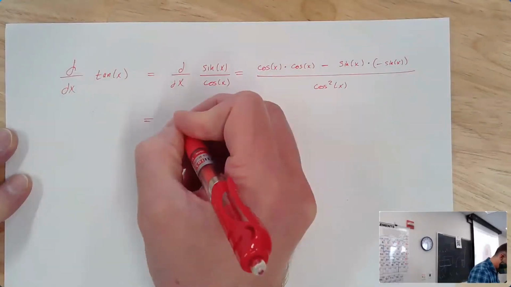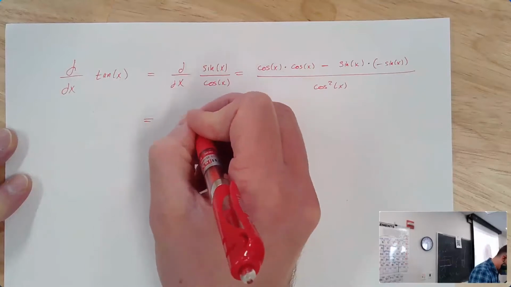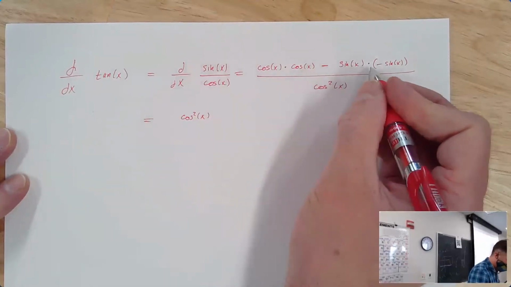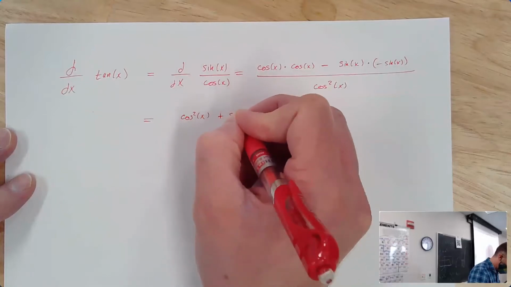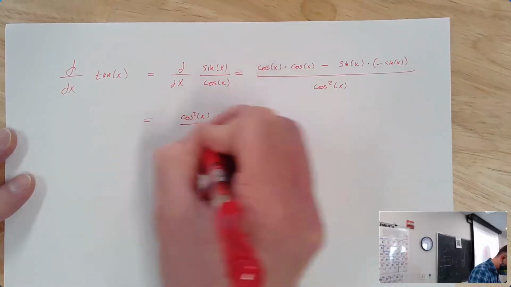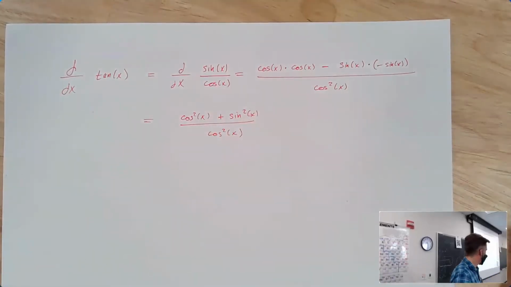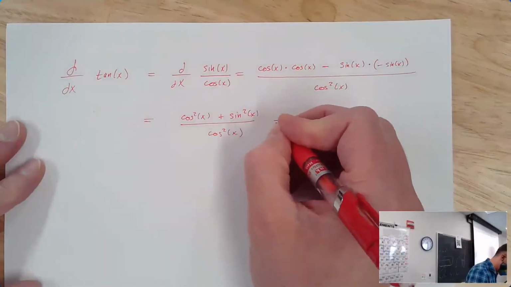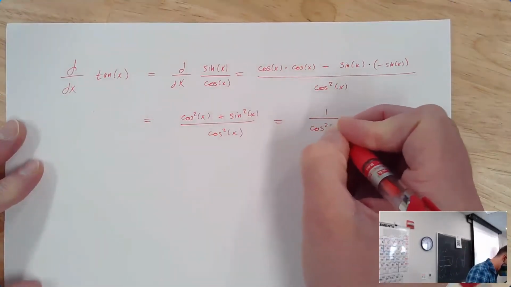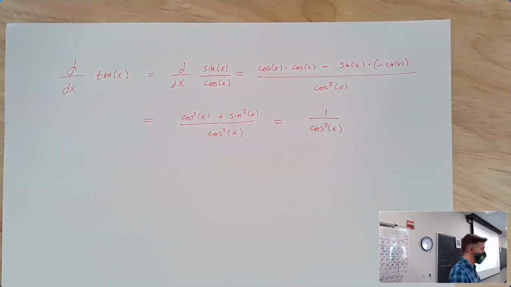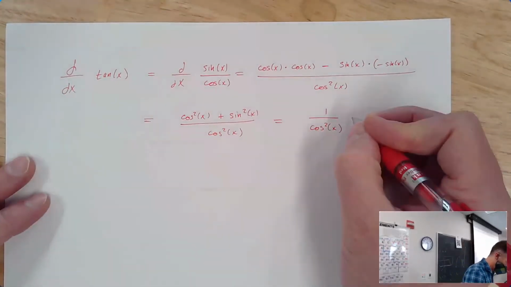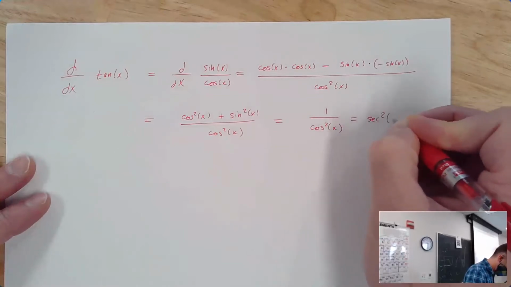It's going to equal cosine times cosine is cosine squared of x. A minus sine of x times a minus sine of x is a plus sine squared of x, all divided by cosine squared of x. And what's a better name for that numerator? What's cosine squared x plus sine squared x always equal to? 1. And then instead of writing 1 over cosine squared x, we typically write this as secant squared of x.